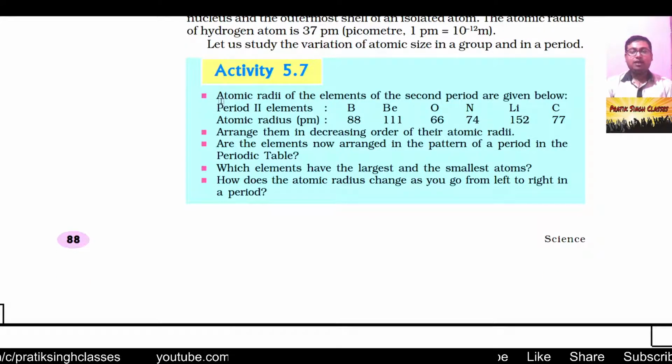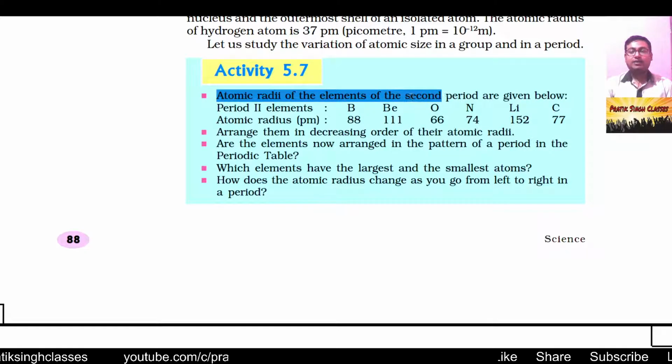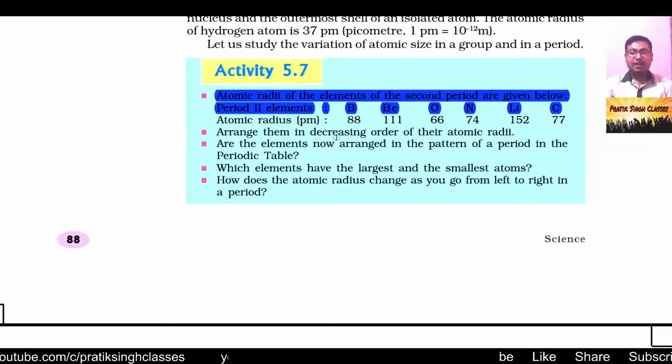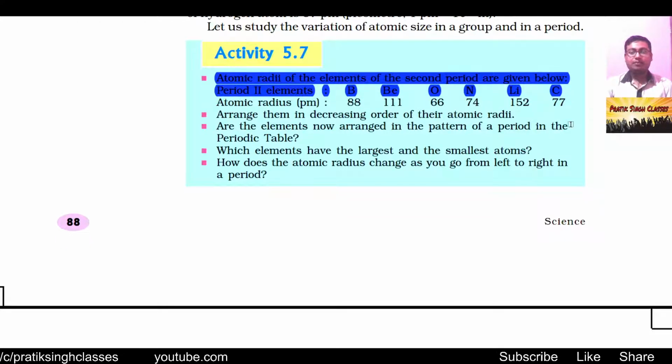Activity 5.7: atomic radii of elements in the second period are given below. Here period 2 elements are given: boron, beryllium, oxygen, nitrogen, lithium and carbon, and their atomic radius is given in picometers. 88 picometers for boron, and likewise when we go from left to right, you can see the variation in the atomic size. But first it increases, then decreases, then again increases, then again decreases. How does it happen?